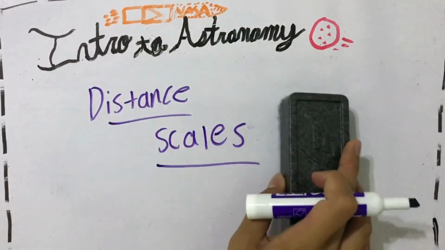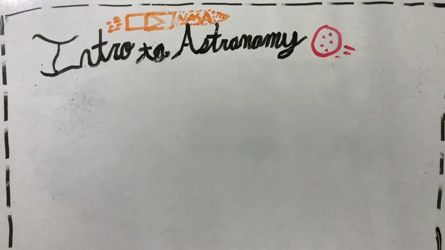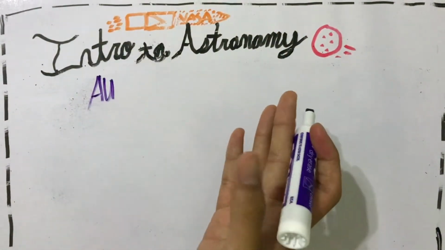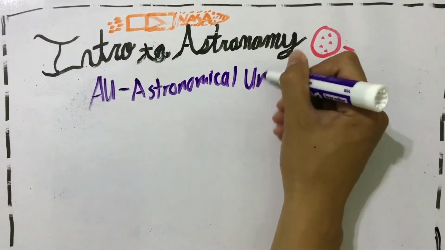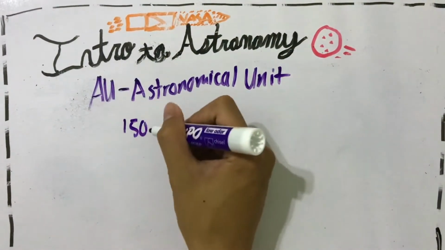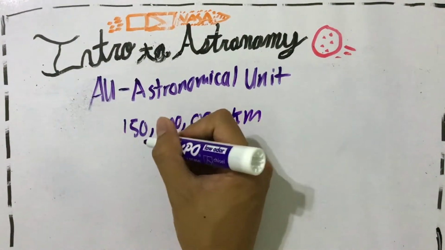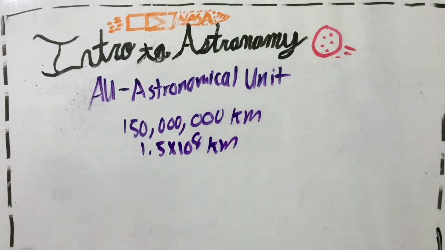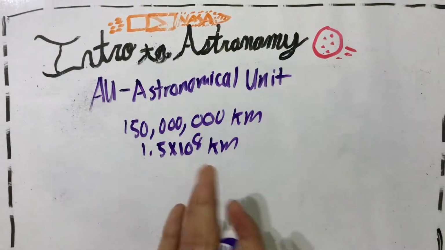So the first term that we will learn about is called the astronomical unit, also known as the AU. Basically, the AU is the average distance between Earth and the Sun. This is about 150 million kilometers. We can express this as 1.5 times 10 to the 8th kilometers. I suggest that you remember this value as it is commonly used in many equations, and sometimes you may have to address this in the future.